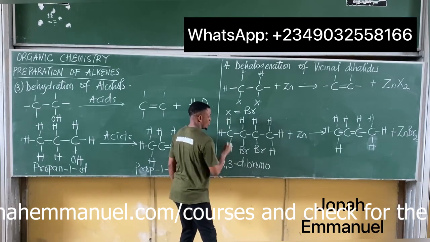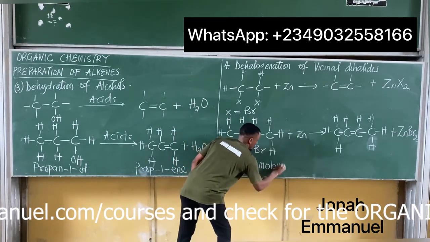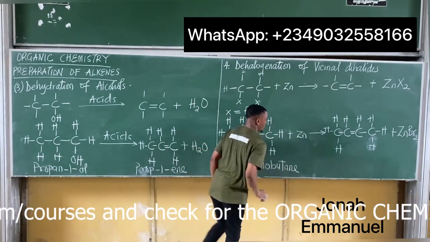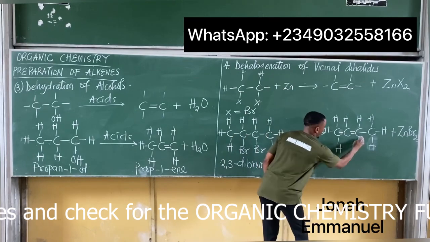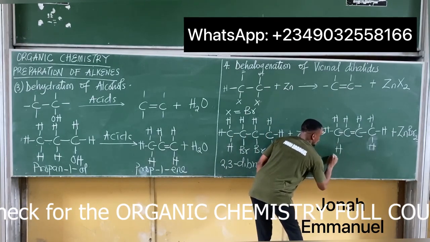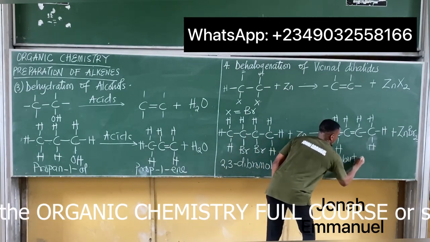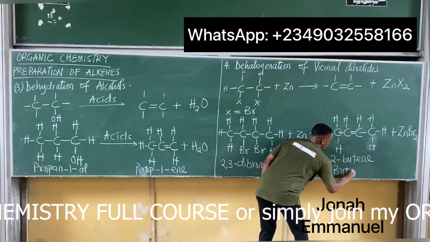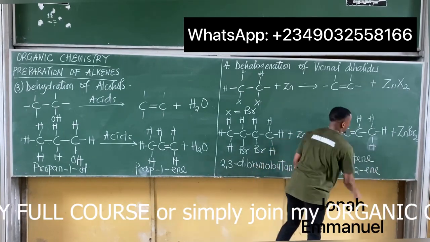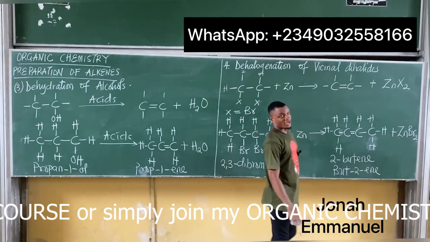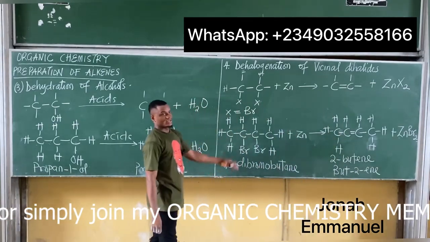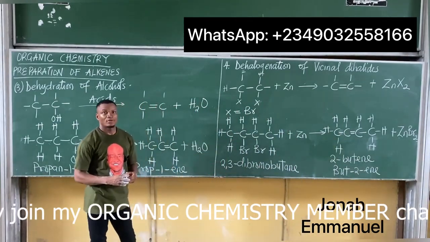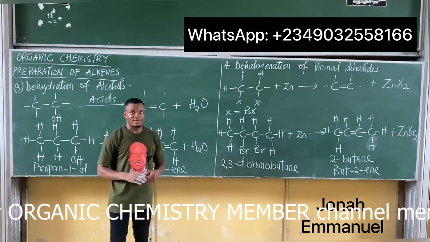2,3-dibromobutane. This is zinc, of course. What do we have here? 2-butene, or butane. And what do we have here? Zinc bromide. So that's how we do this one. All right, let's move on to the next one.